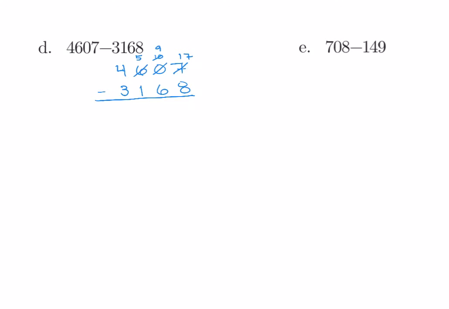Now we can go ahead and subtract. So we get 17 minus 8 is 9. We want to look at the 9 minus the 6 becomes 3. We want to do 5 minus 1 is 4. And 4 minus 3 is 1. So our final answer is 1,439.